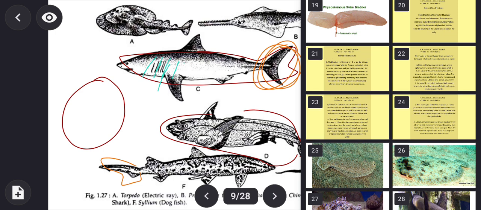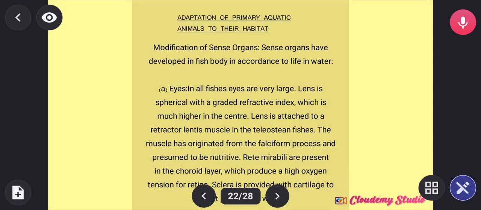Now, let us proceed. The next modification is the modification of sense organs. What are the sense organs we have? We have the brain, we have the eyes, we have the skin as well. Now, the eyes in fishes are very large, and the lens is spherical. This lens gives them a graded refractive index, which helps them in seeing everything that happens inside the water as well as outside the water.